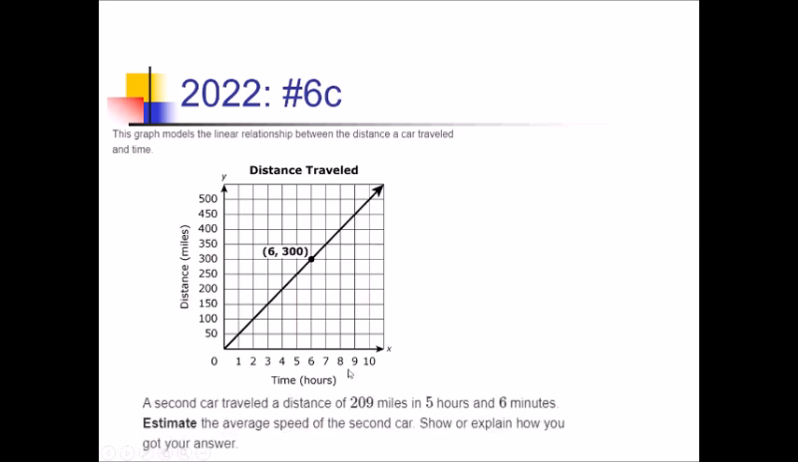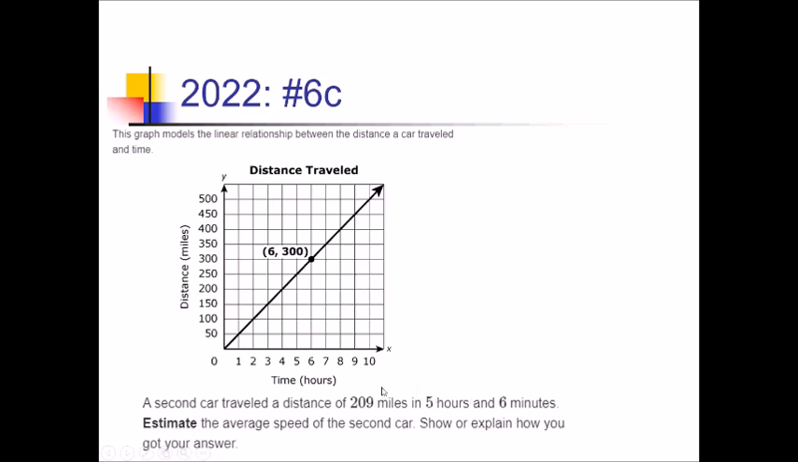For the next part, we have another car traveling a distance of 209 miles in 5 hours and 6 minutes. We want to estimate the average speed of that car. Key word here, estimate, because this is still in the no calculator section. So although we could try to do 209 divided by whatever 5 hours and 6 minutes looks like as a decimal, we don't really need to do that much work.